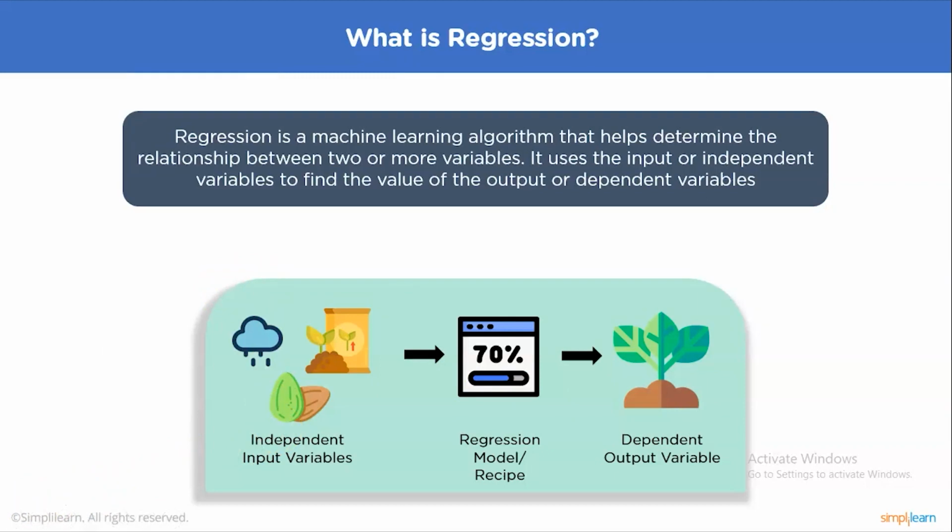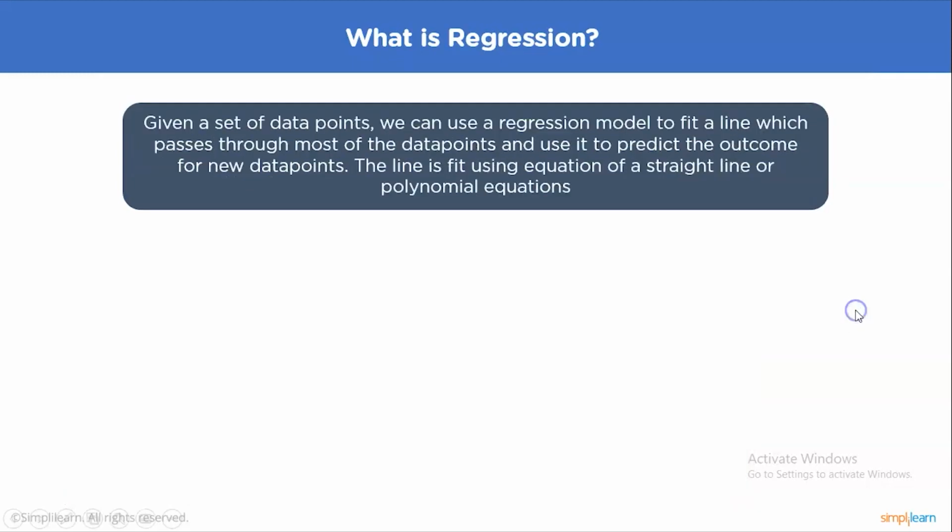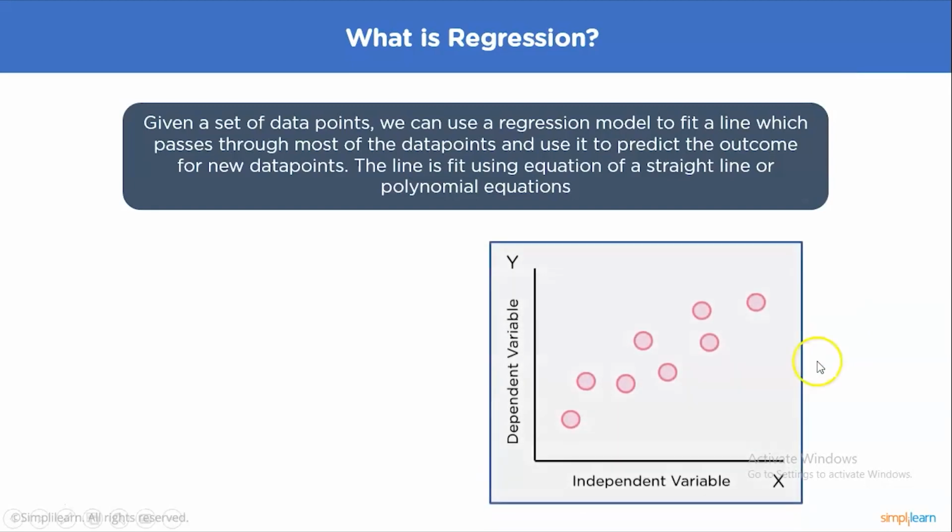Regression is nothing but a statistical method which is used to determine the strength and character of the relationship between a dependent variable and a series of other variables. Now, using regression, if we have a set of data points, we can use a regression model to fit a line which passes through most of these data points and use it to predict the outcome for new data points. The line is fit using the equation of a straight line or a polynomial equation.